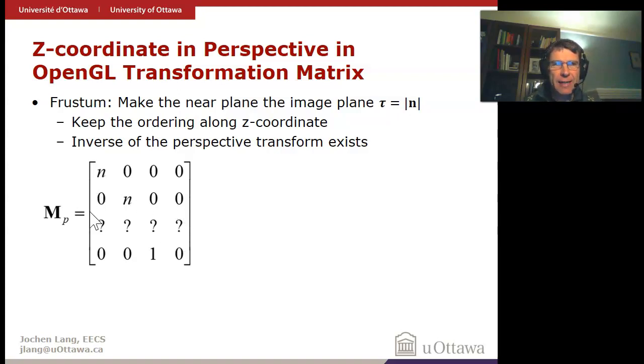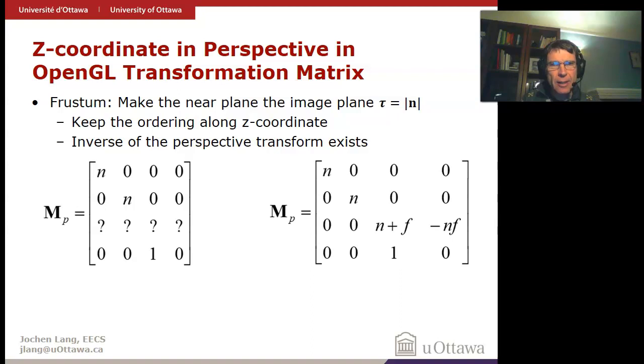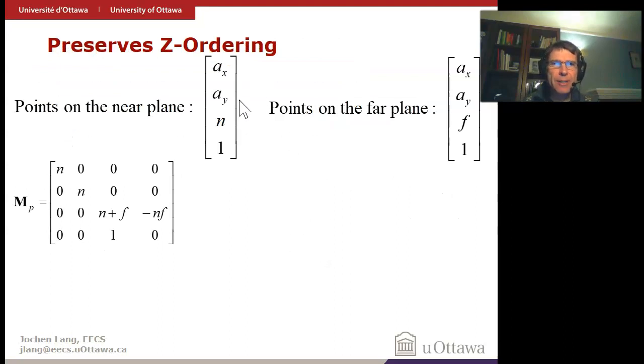And then we have to decide what to do in the third row here. What's done in OpenGL and WebGL is to set it as follows. The 3,3 entry becomes near plus far, and the entry in the third column for the homogeneous coordinate becomes minus near times far. Now, why is that? In order to see how this works, we pick a point on the near plane, right?